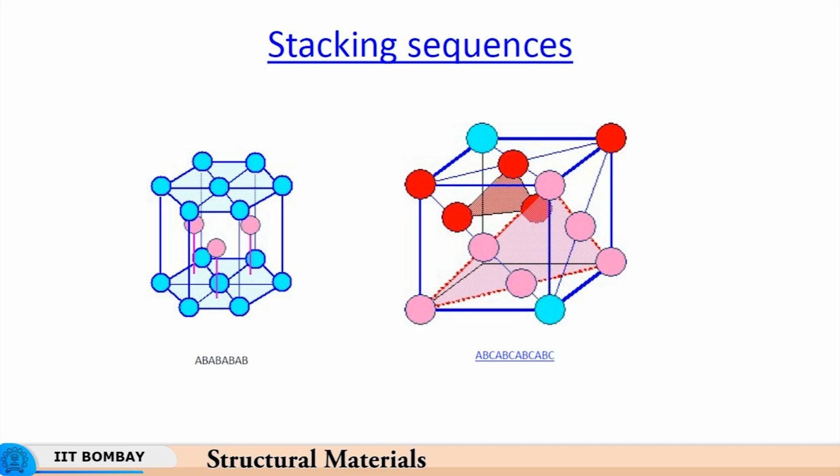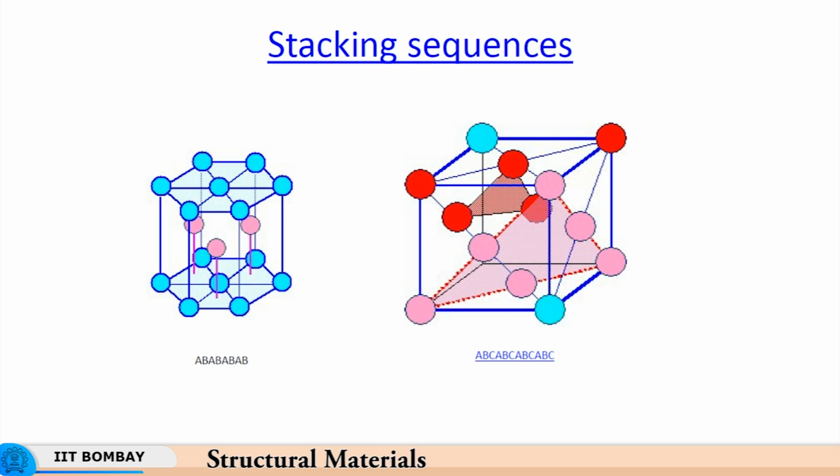There is another defect which can come into play, and again you cannot eliminate it completely, and that is called a stacking fault. Now we know that there is a certain stacking sequence to generate different kinds of crystals. So you have a stacking sequence of AB, AB, AB for HCP, hexagonal close packed crystal.